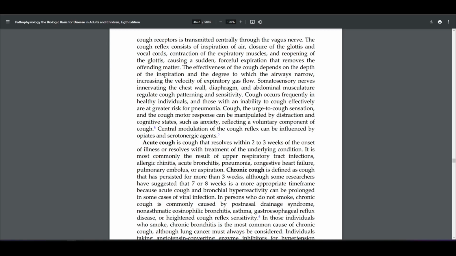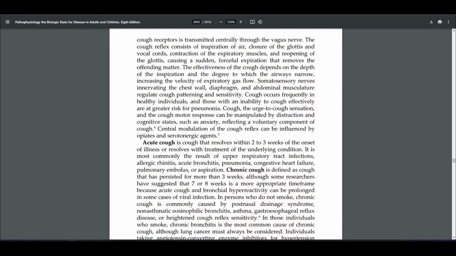Stimulation of the cough receptors is transmitted centrally through the vagus nerve. The cough reflex consists of inspiration of air, closure of the glottis and vocal cords, contraction of the expiratory muscles, and reopening of the glottis, causing a sudden, forceful expiration that removes the offending matter. The effectiveness of the cough depends on the depth of the inspiration and the degree to which the airways narrow, increasing the velocity of the expiratory gas flow.